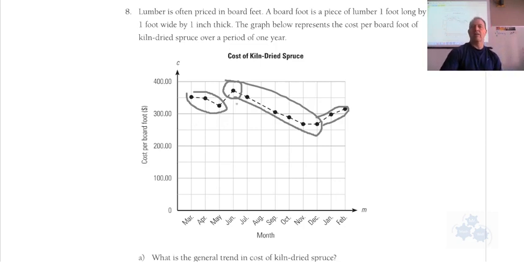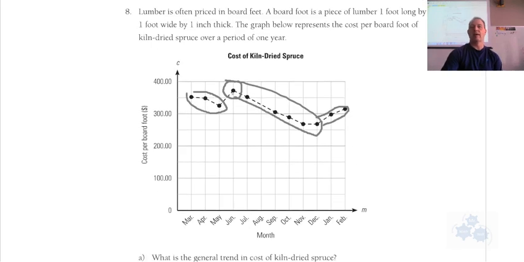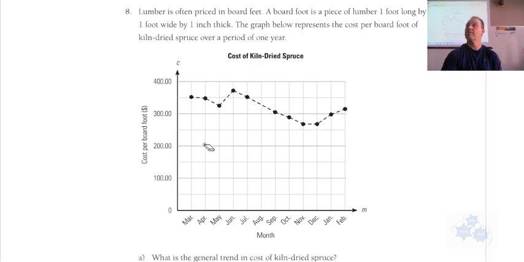Now, why do you think it would take this spike here? Why do you think it would take this spike right about then? Yeah, go ahead. Well, people aren't trying to build their decks in the winter time, so they're not buying wood. Okay. But they might buy wood in the summertime, because that's what they're going to use to make their patio.